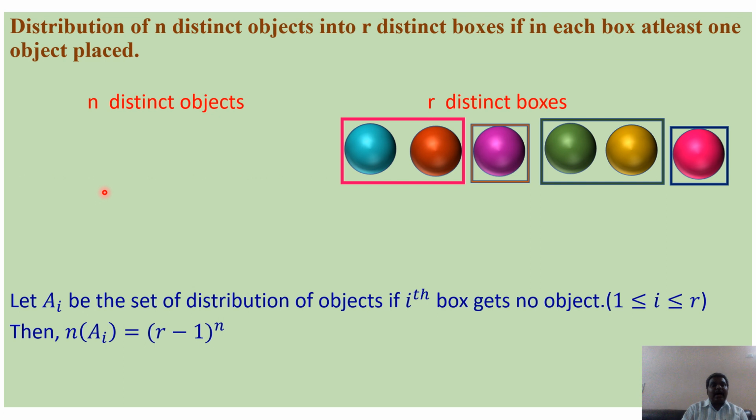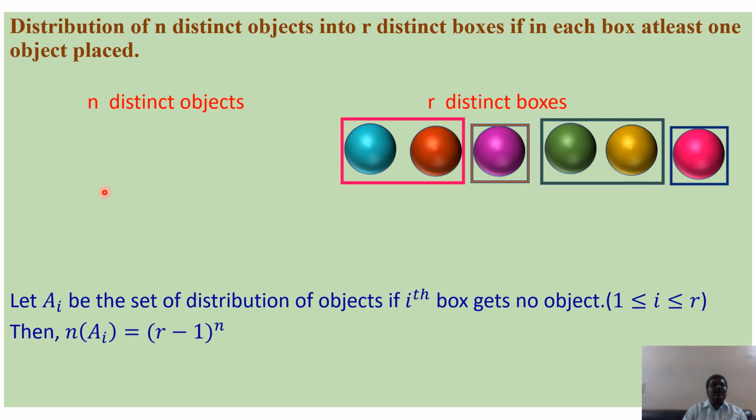Here, the ith box does not contain any object. That means all the n objects go to the remaining r minus 1 boxes. Am I correct or not? So Ai is the box that doesn't agree to take any one of the n balls. It is closed. It is closed. That is why we have to send n balls to my r minus 1 remaining boxes.